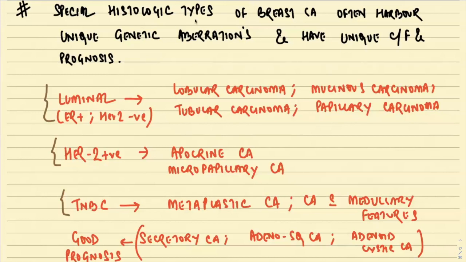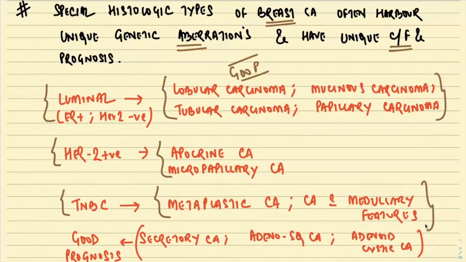Special histological types of breast carcinoma often harbor unique genetic aberrations and have unique clinical features and prognosis. For example, the luminal, ER positive carcinomas correspond to morphologies like lobular carcinoma, mucinous carcinoma, tubular carcinoma, papillary carcinoma. Usually they have a very good prognosis. HER2 positive tumors correspond to apocrine or micropapillary carcinoma, and triple negative breast carcinomas correspond to metaplastic carcinomas and carcinomas with medullary features.